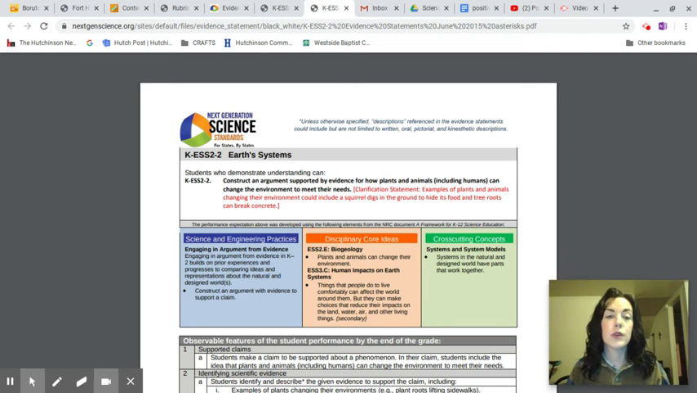So the standard that I would use for this lesson would be the KESS22 Earth System Standard for kindergartners, the grade I want to teach. Construct an argument supported by evidence for how plants and animals can change the environment to meet their needs. And the step for this would be engaging in argument from evidence, and the CCC would be systems and system models. And I'll discuss those a little bit further in a second.